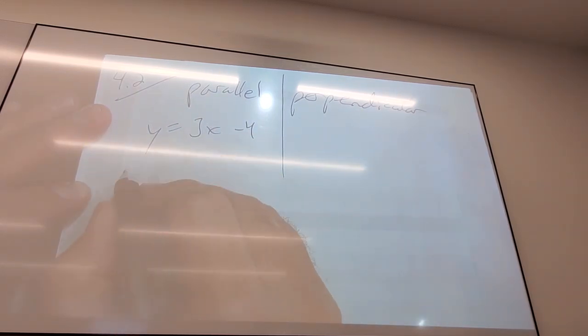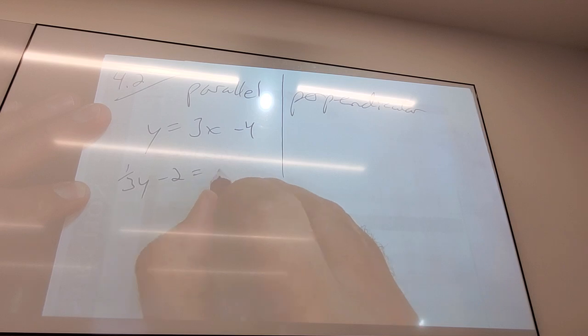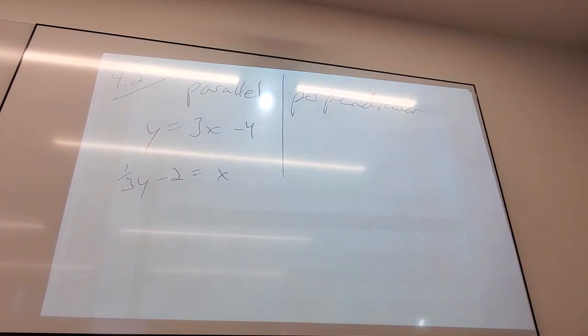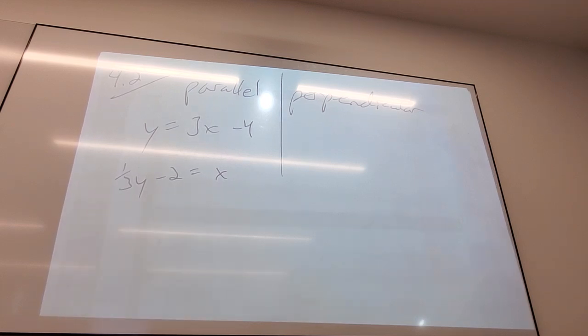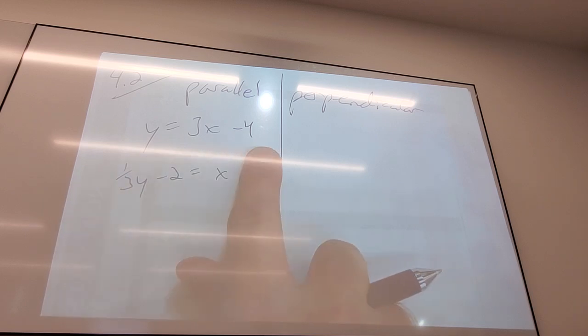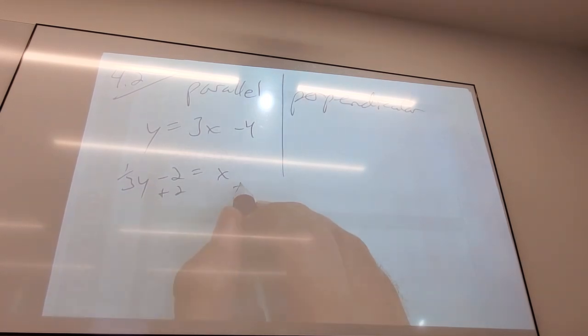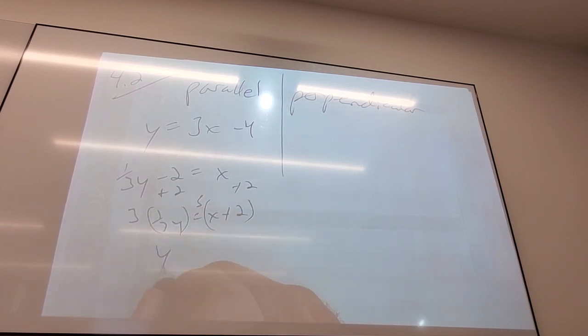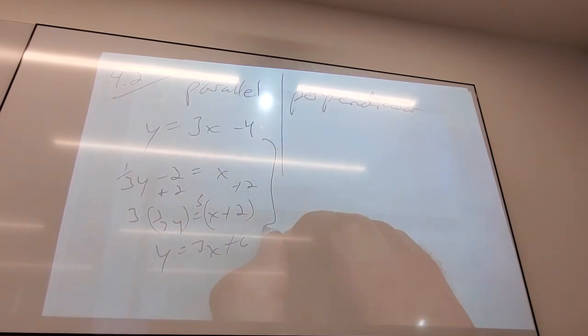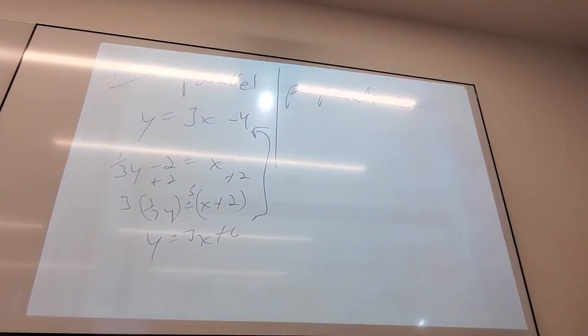What do you got, Jeff? Why can you not tell right now? Just to help you a little bit, what's the slope of the first one? 3, because it's in the right place. What's the slope of the second one? It is 3. So if I add 2, multiply by 3, are these two parallel?